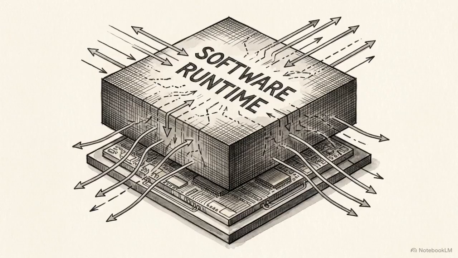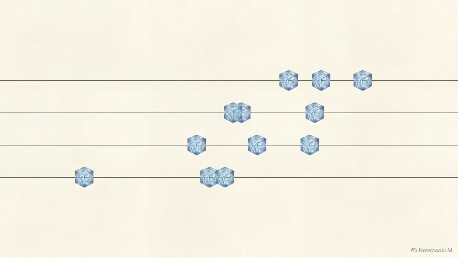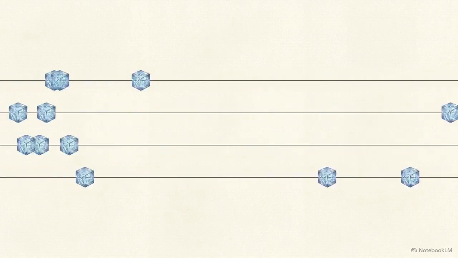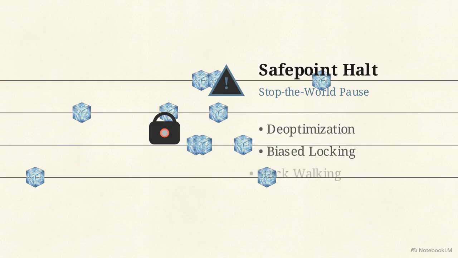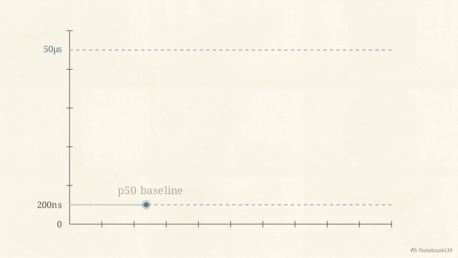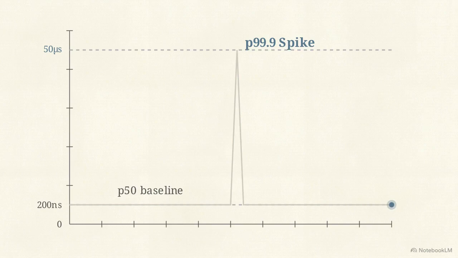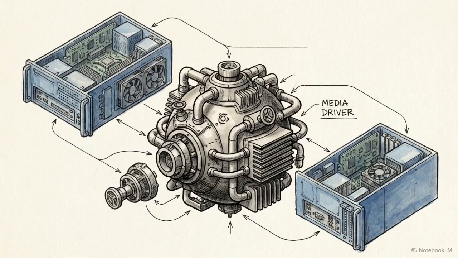The primary barrier to deterministic, sub-microsecond performance in existing systems is the Java virtual machine. Even with garbage collection disabled and data stored off heap, the JVM still periodically halts all active threads for Safepoints. The runtime requires these pauses for de-optimization, biased locking, and stack walking. While your P50 latency might stay at 200 nanoseconds, a Safepoint can suddenly spike the P99.9 tail latency to 50 microseconds without warning.